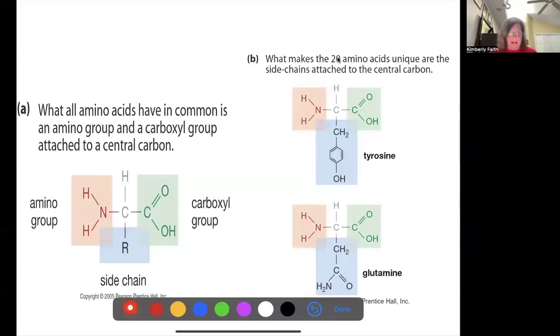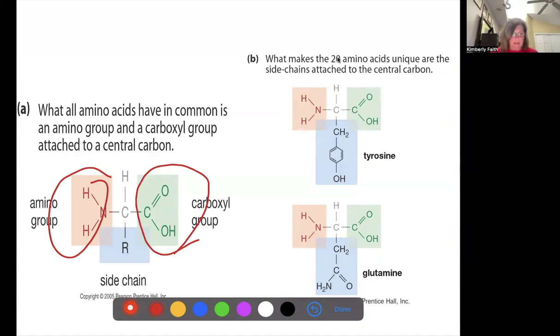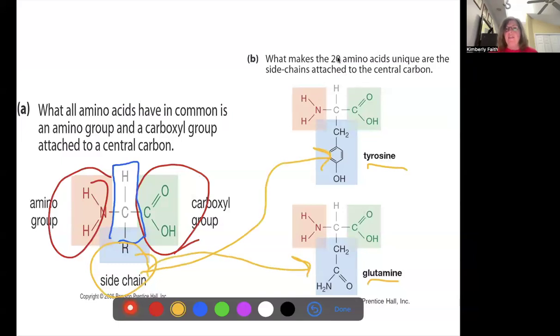So our basic structure for an amino acid is the amino group here. That's the nitrogen. We have that carboxyl group on the other side, and then here is what we could kind of say is our central carbon, and then we have the side chain. The side chain is what is different. If you look here, you have tyrosine and glutamine, and it's this side group here that's different. That makes the difference between those two amino acids. So there's no element R. R just represents the side chain and where those amino acids are different.